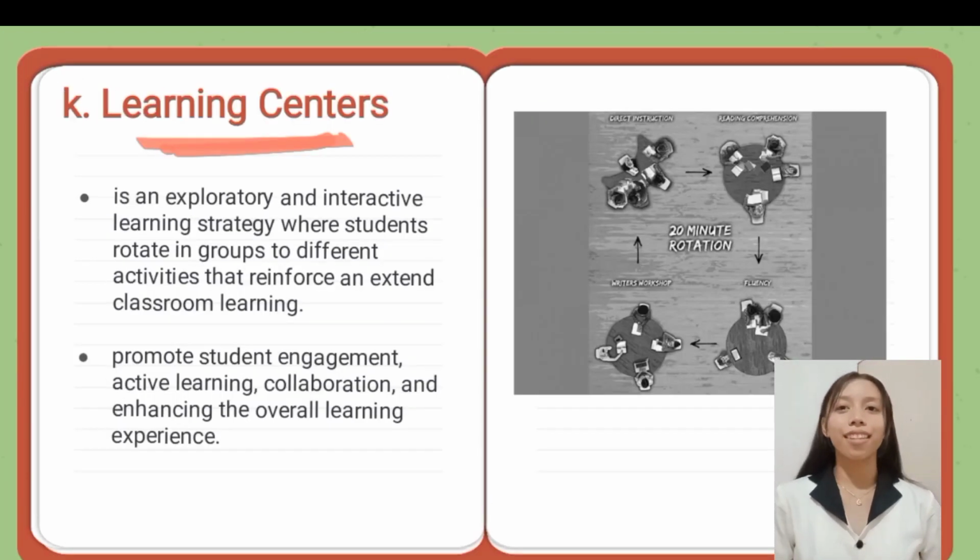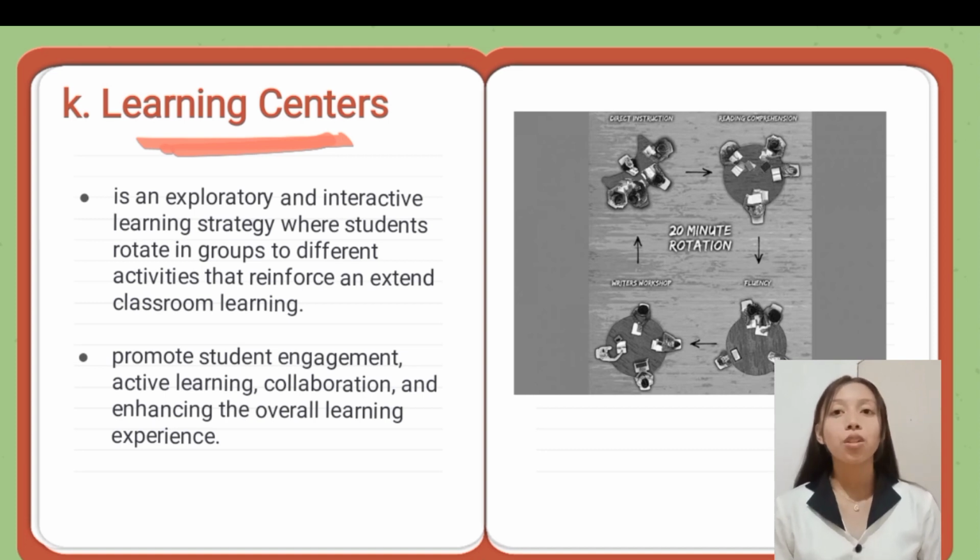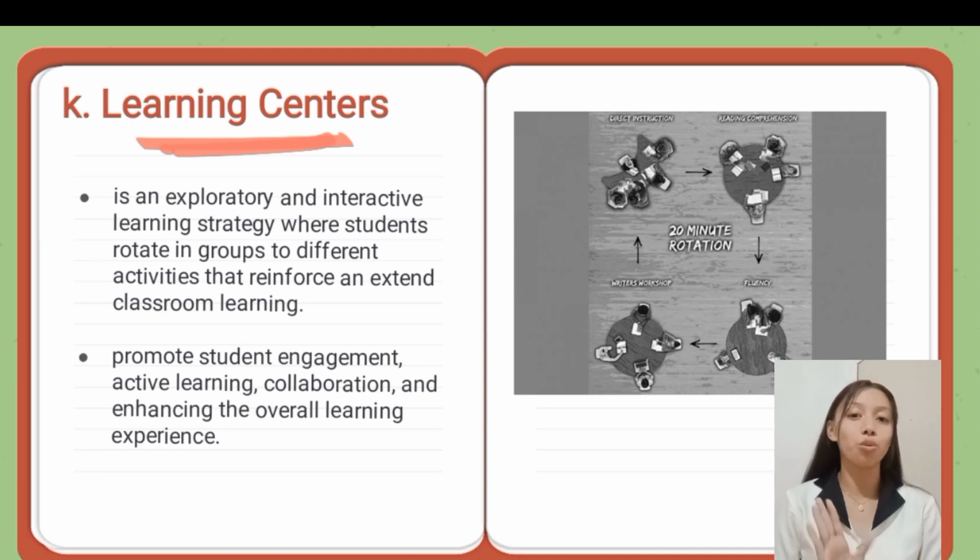So, the learning centers. Learning centers is an exploratory and interactive learning strategy where students rotate in a group to different activities that reinforce and extend classroom learning. This learning strategy is quite familiar to us because way back when we were just in first year college, we were tasked to use the carousel wherein there are 4 stations and those 4 stations have different activities to accomplish.